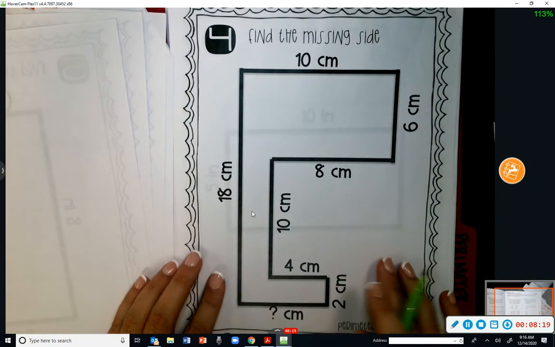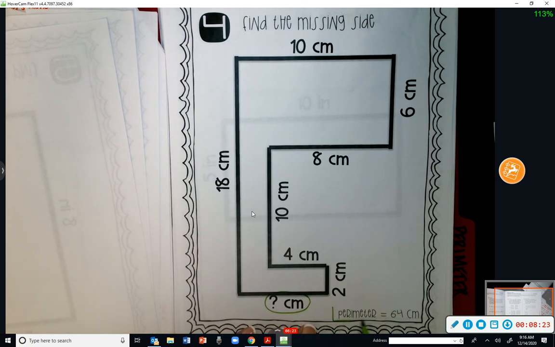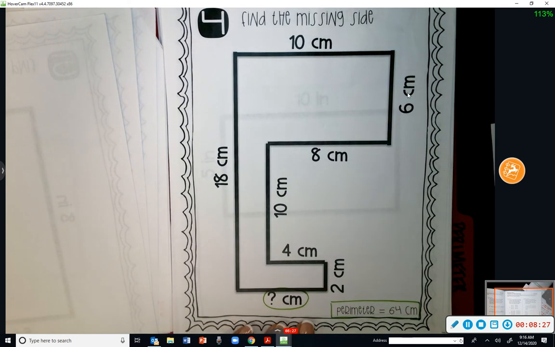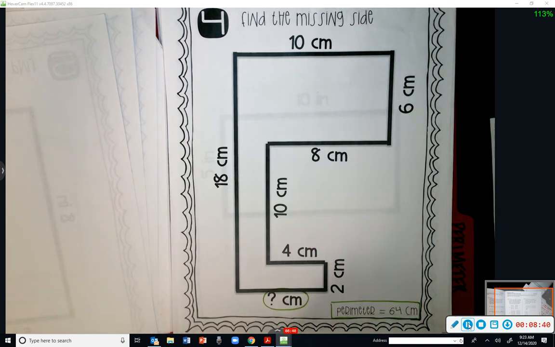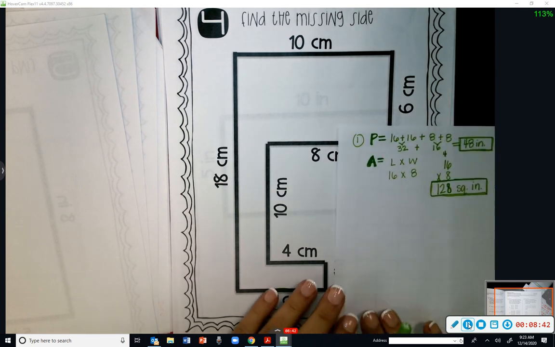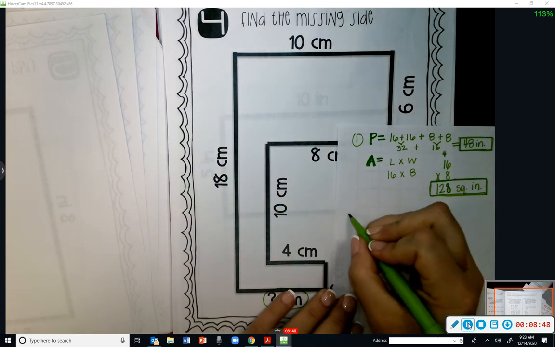Okay, the missing side is down here. The perimeter is 64. Yes, you are doing this one on your own. We did the first one together just to kind of refresh your memory. So go ahead and try this. Okay, so to find the missing side, remember to do what first? What do we do first on this? Kaylee? Add the sides we know.